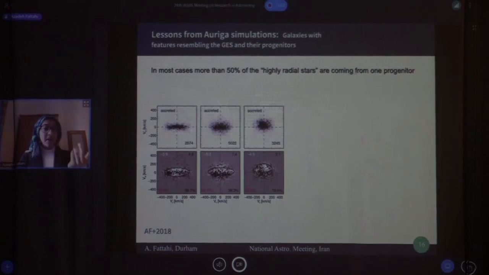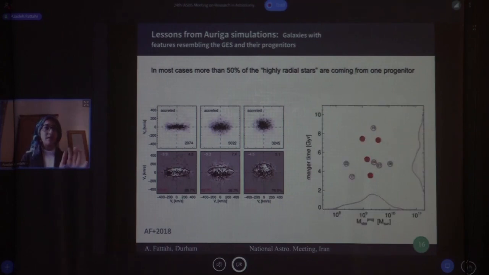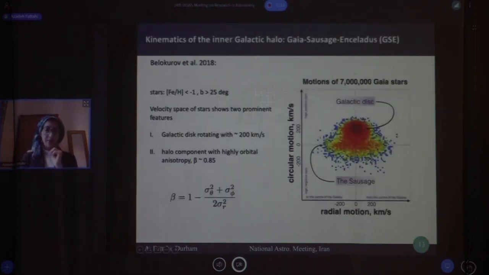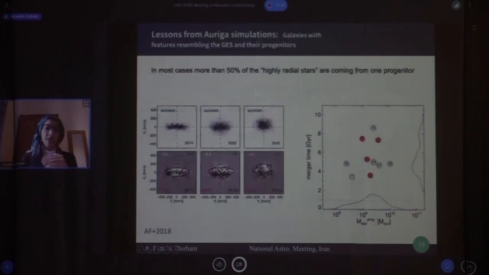We went to the simulations and tried to see if we see similar features. In this work, I basically looked at the same Auriga halos that I was talking about before. I removed the disk. You're looking at exactly the same plane, radial velocity versus circular velocity. This is exactly the same plane as this one, just in different halos. We see some of them have these elongated features, some of them don't, and we try to identify the ones that have these features.